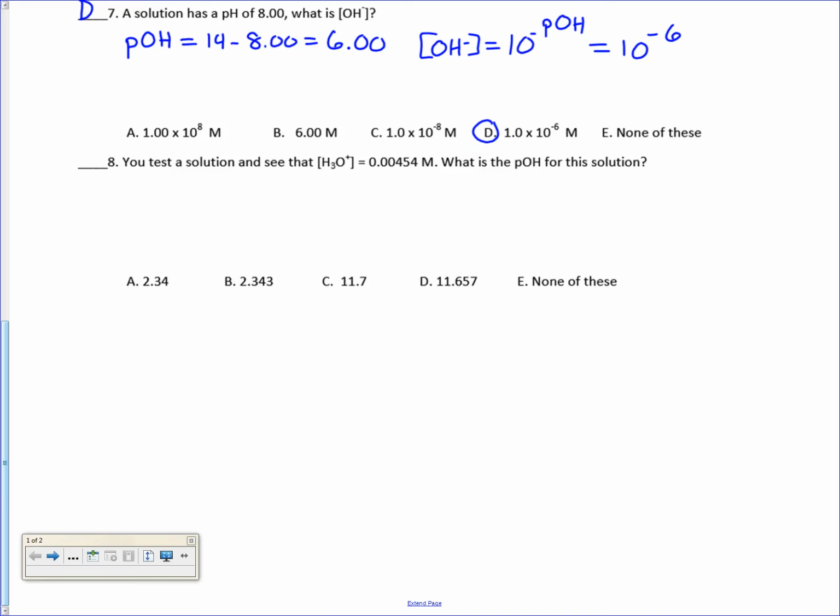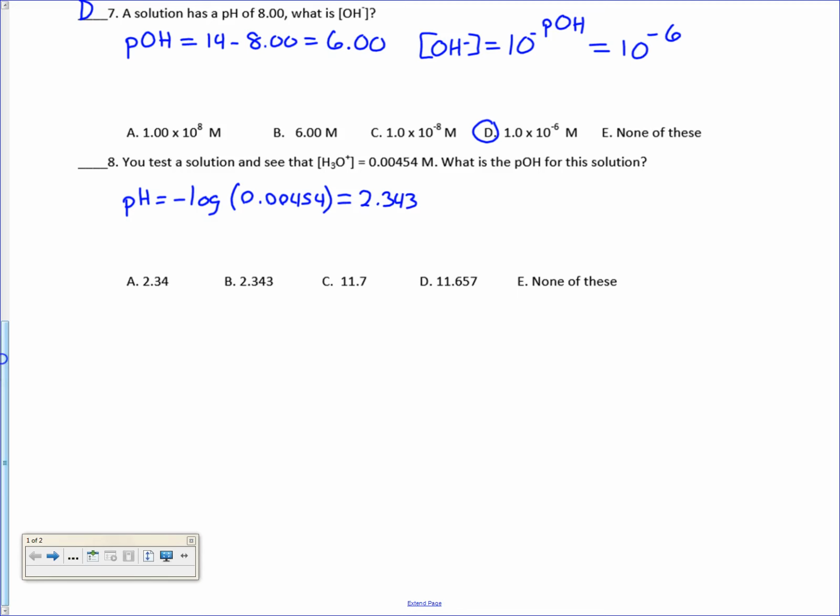I just think that people mess that up in the calculator a lot, so I'm going to go with the method where we convert this to pH and then we go to pOH from there. So pH here is going to equal the negative log of 0.00454. Plug that in your calculator to 3 sig figs. You should get 2.343.